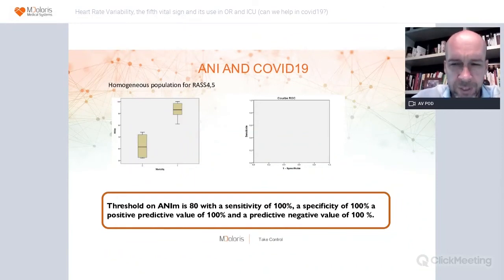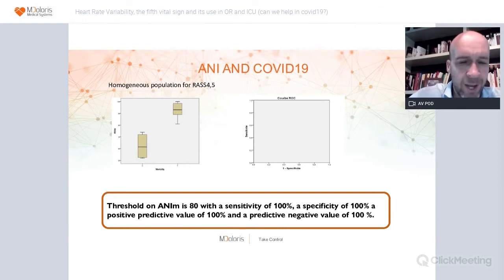Obviously, the depth of sedation could have influenced these results. So what we did was get just the patients with the same RASS score, 4 and 5, so deeply sedated patients. And we realized that when we did that, we homogenized the population, and the results are even better.